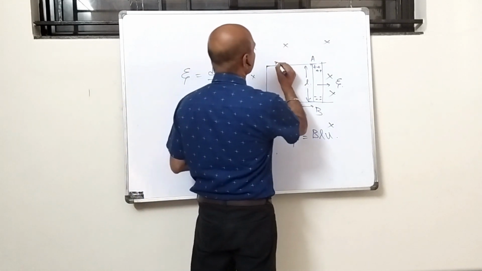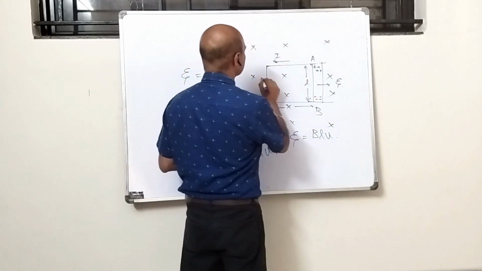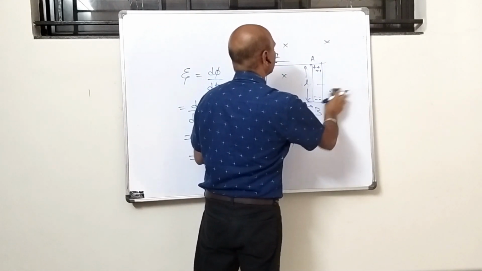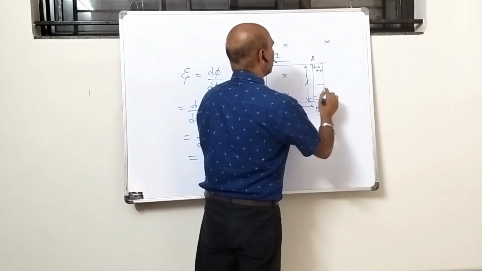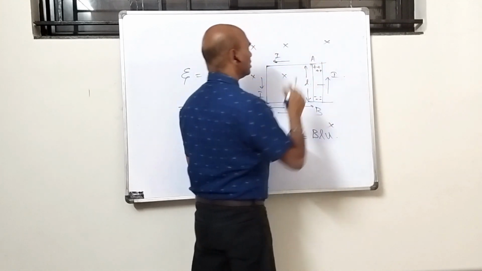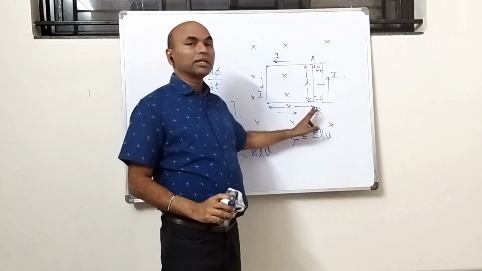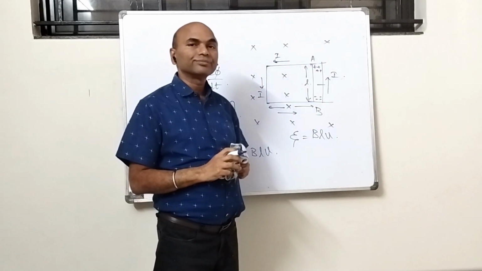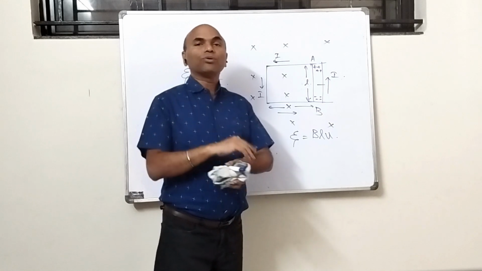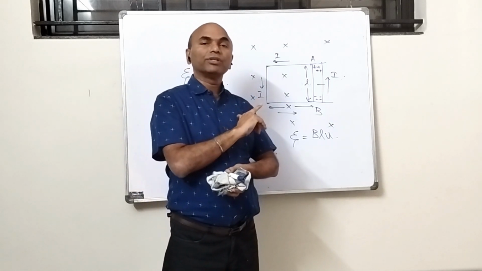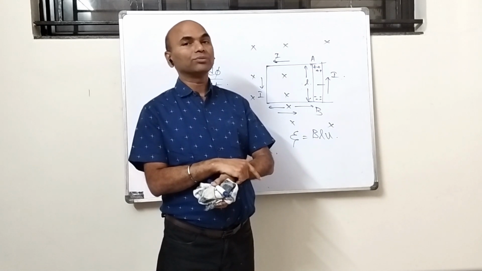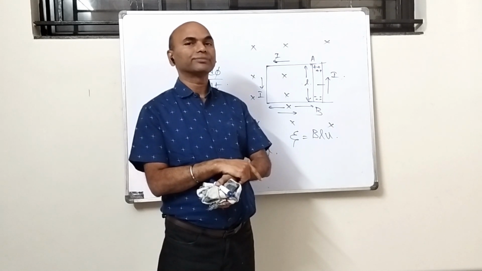So I would say the current is flowing like this, like this, like this, and finally the current is flowing like this. So finally I would say that the current is flowing in the rod from B to A. Now let us correlate this happening with Fleming's right hand rule. The Fleming's right hand rule gives the direction of induced current.